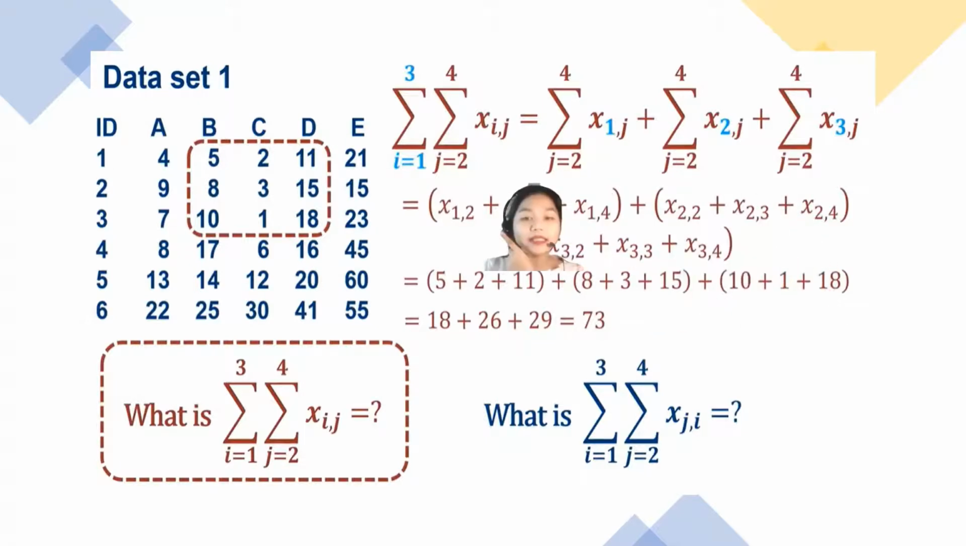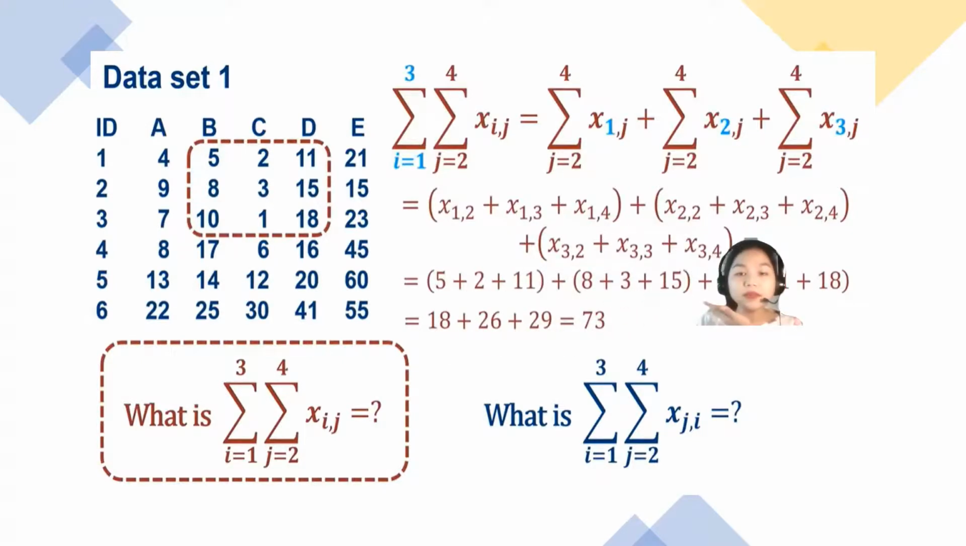Then, the last row is third row. And columns 2 to 4. So, 10, 1, at saka 18. Having these different locations or positions. So, 5 plus 2 plus 11 is equal to 18.